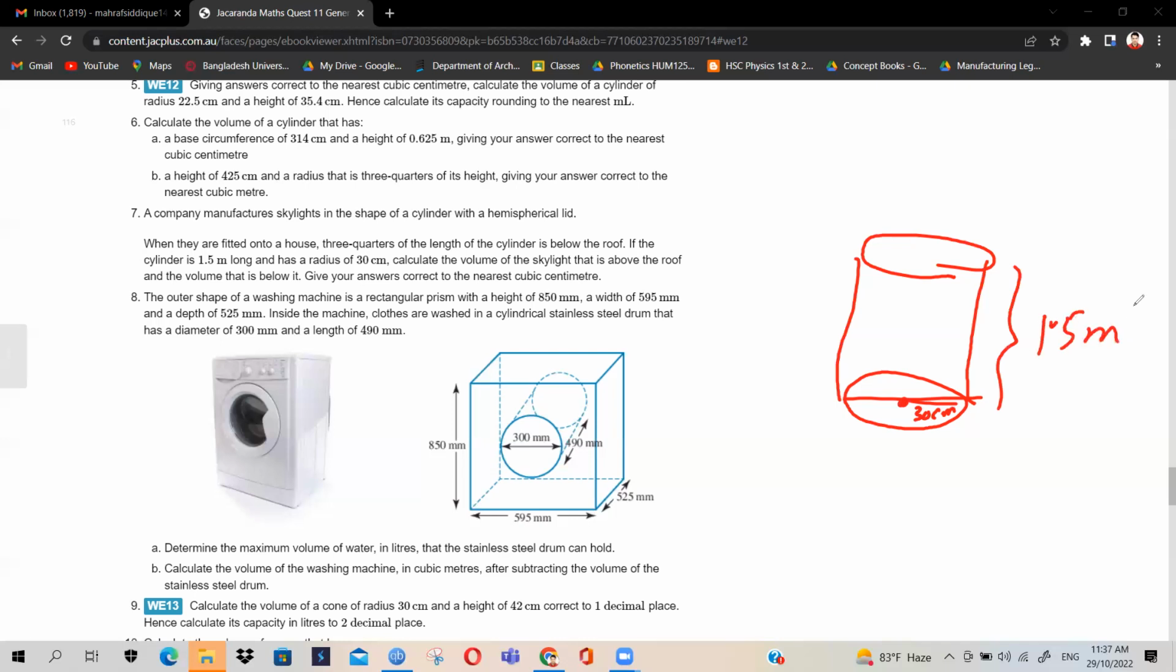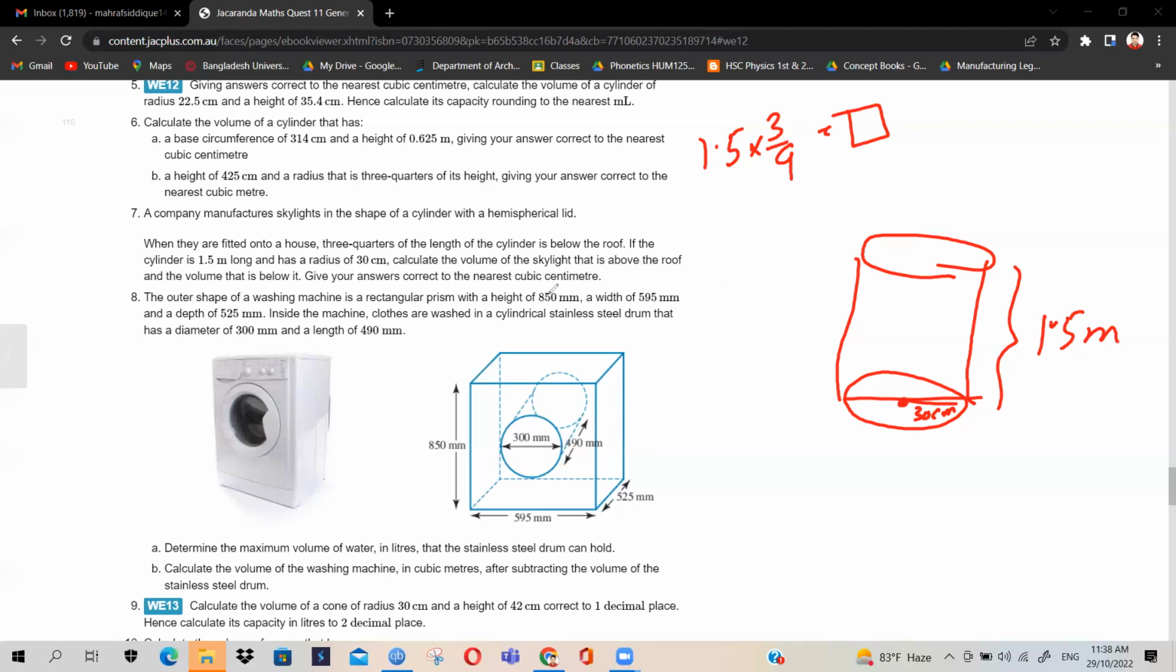Now, when they're fitted onto 3/4 of the length of the cylinder, it is below the roof. Okay, so now 3/4. That means 1.5 multiplied by 3 upon 4. So you will get a particular value.